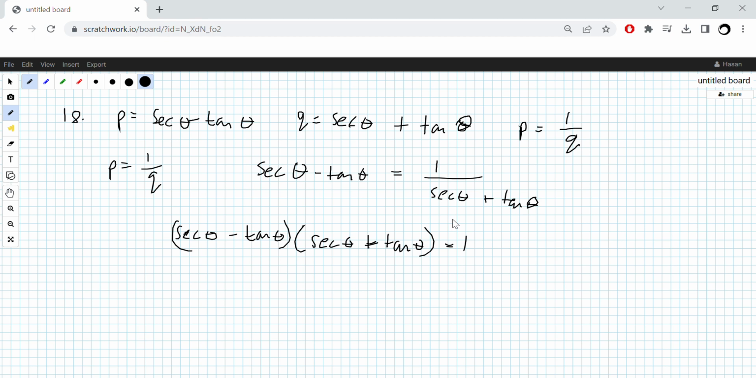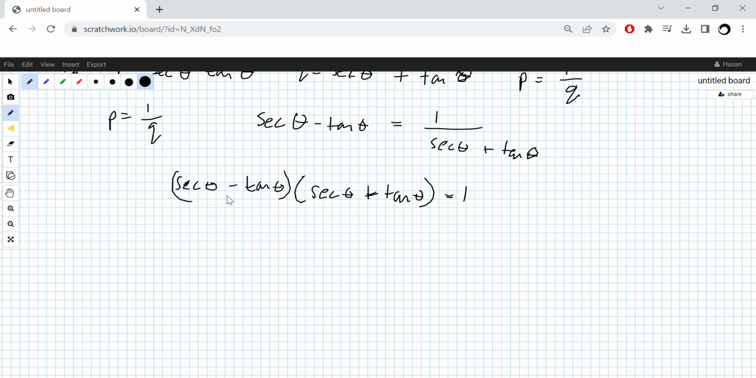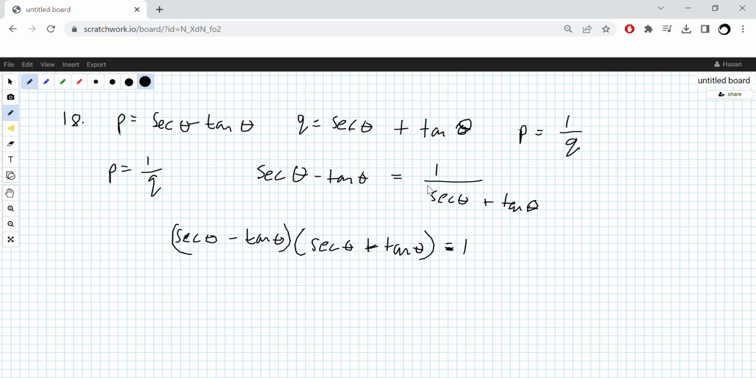Now when we look at this, we have to somehow prove that sec theta minus tan theta times this equals 1. We need to somehow prove this. We can look into our identities and we can see this identity: sec squared theta equals 1 plus tan squared theta.